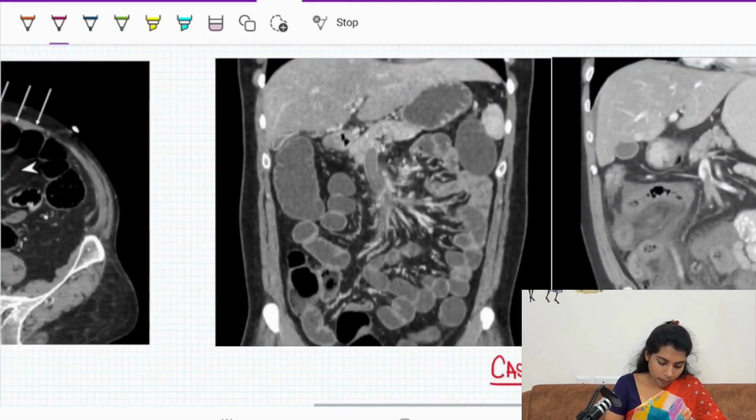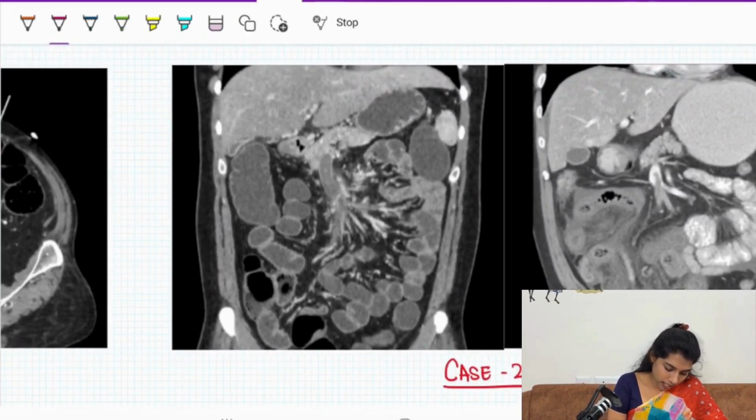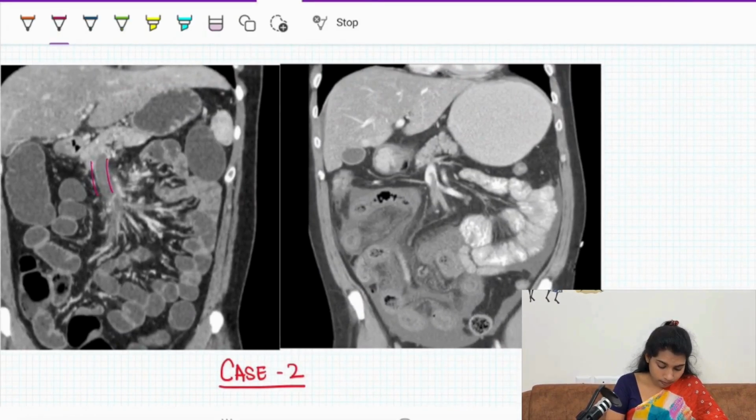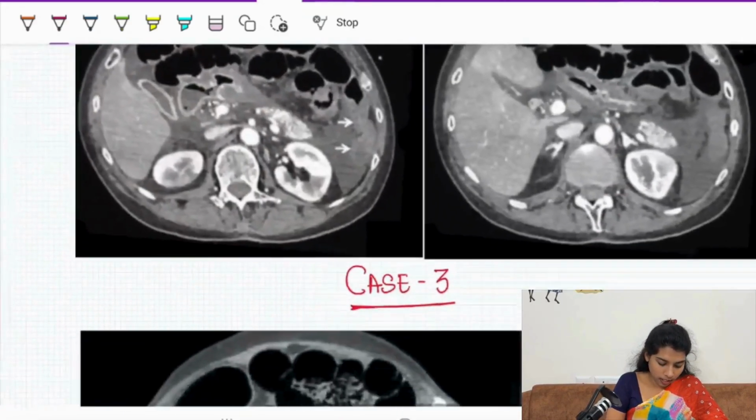Now we come to the second case scenario where you can see that there is a filling defect which is non-enhancing in nature and distending the superior mesenteric vein. And in the next image, we can see that there is edematous bowel wall thickening. Along with it, there is mesenteric haziness and ascites. This is a second case scenario. Coming to the third case scenario.